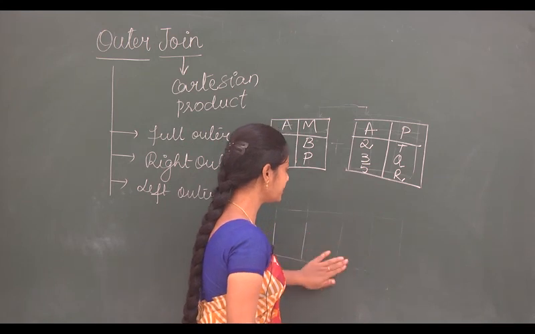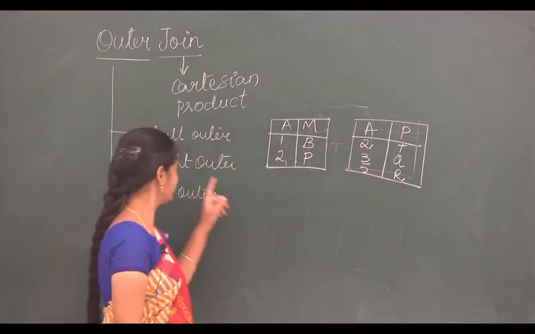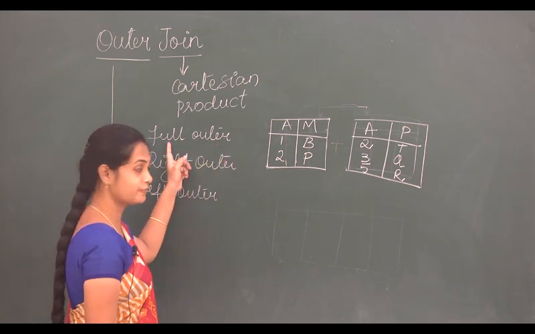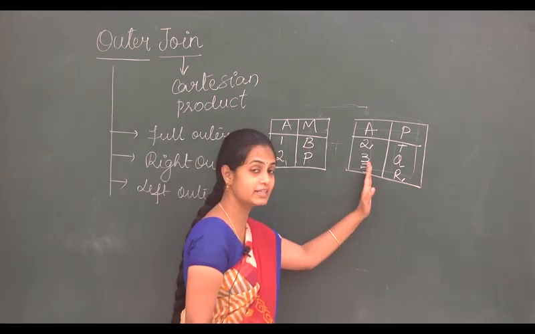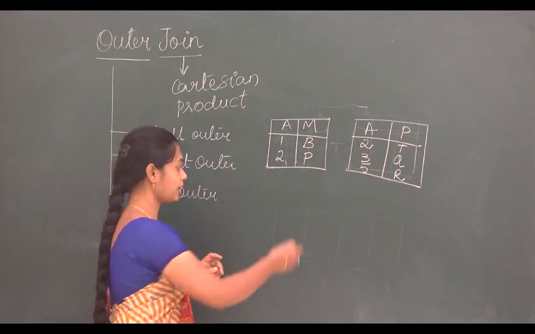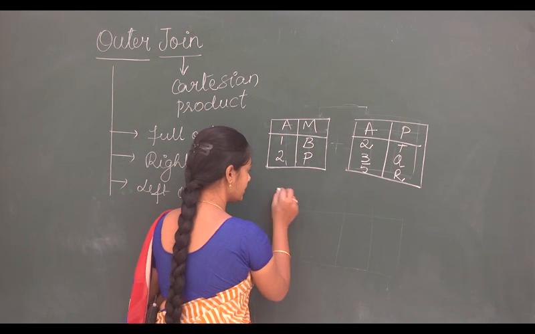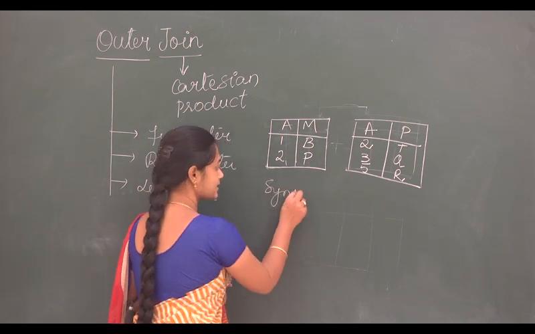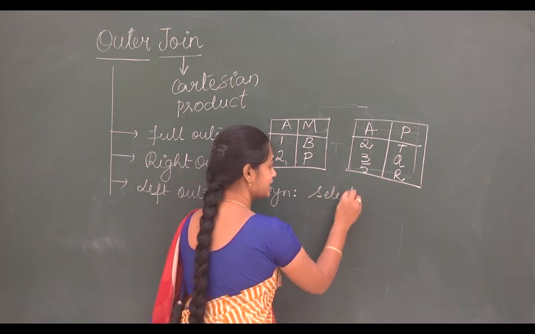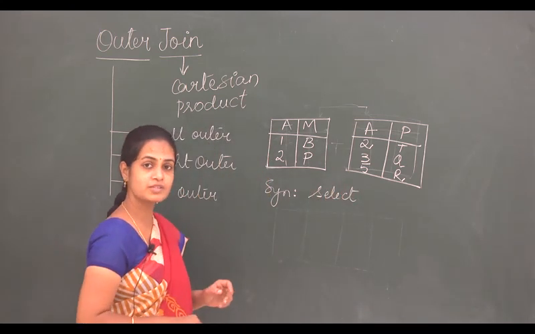Now how do you write the query here? I want full outer join. What is full outer join? This full outer join will combine both tables irrespective of the attributes. So how do I write the query here? First I will discuss the syntax. Syntax always comes with the select statement. So what do you select here?